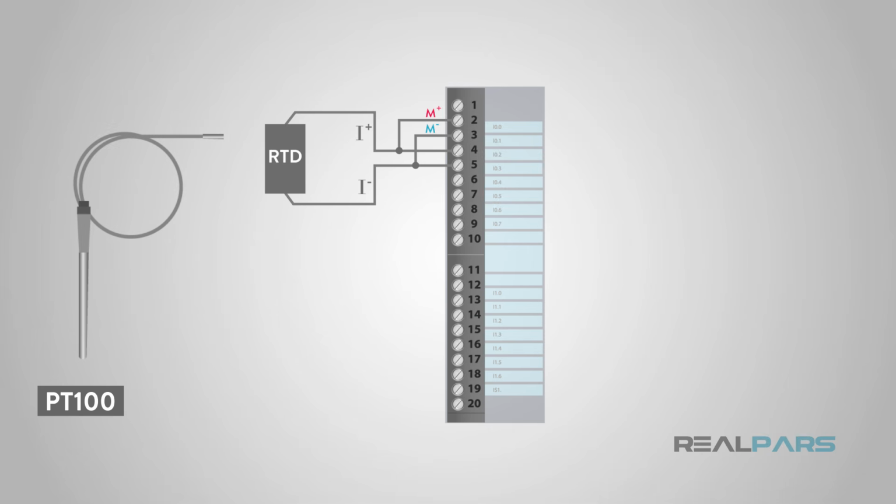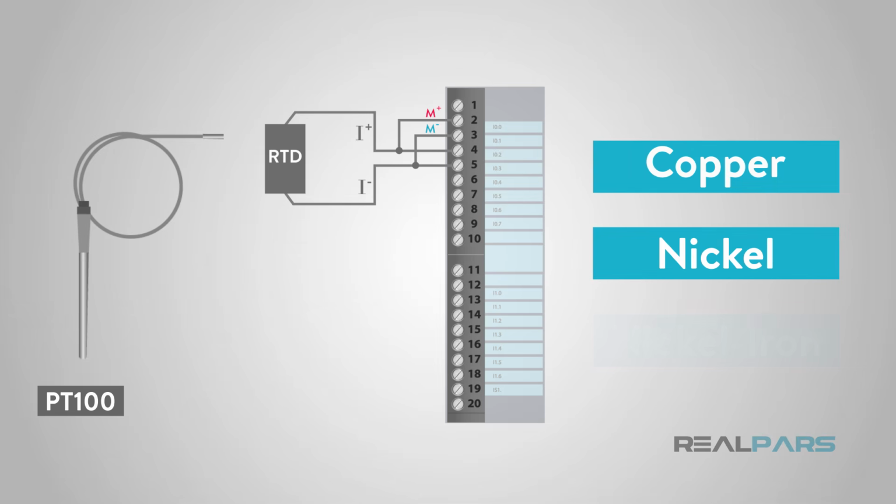PT100 is just an example of platinum RTDs, and in the industry you may find different RTD types suitable for various applications. For example, copper, nickel iron, etc.